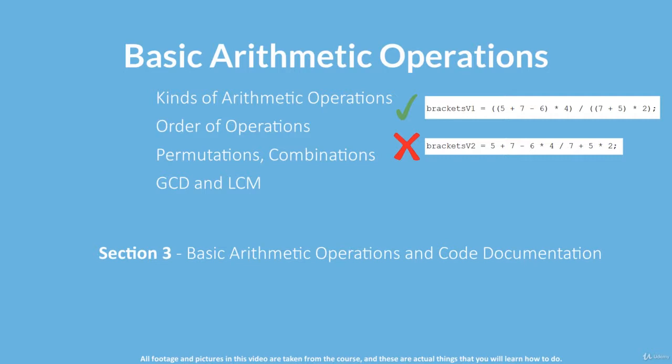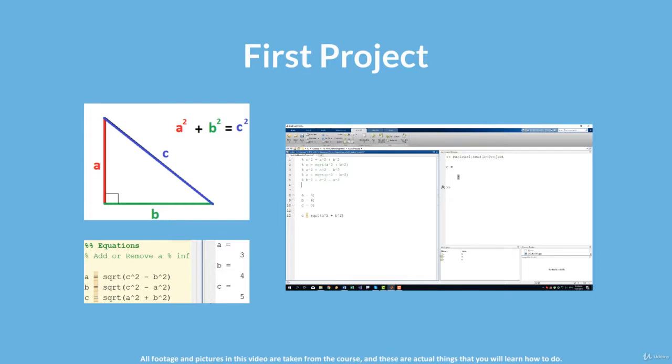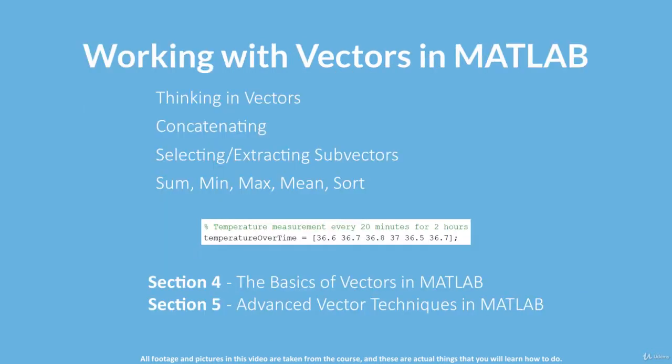Then we move on to basic arithmetic operations. The most important thing in this section of the course are the brackets and the order of operations. Many beginners get lost when they encounter complex expressions, and you will become a master of those. The first project that you will have to complete is in the middle of the third section, right after we have covered most of the basics. It's a pretty simple project where we will implement the Pythagorean theorem and use comments to turn on or off parts of code. Right after that, we are diving deep into the waters, starting with vectors.